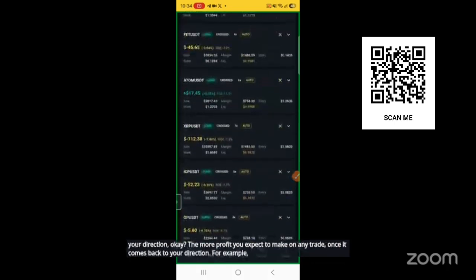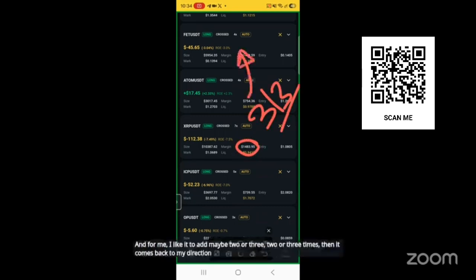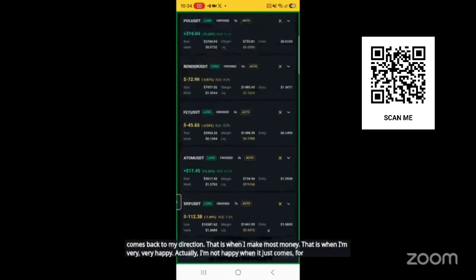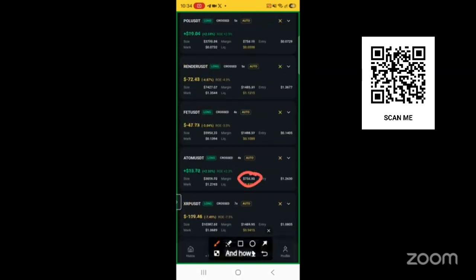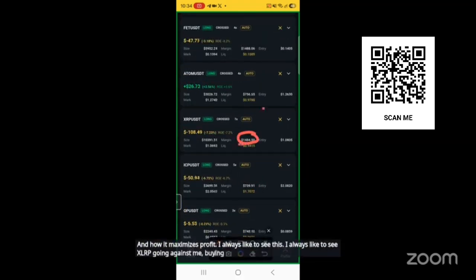For example, you can see here it added in more money, and for me, I like it to add maybe two or three times, then it comes back to my direction. That is when I make most money. That is when I'm very, very happy. Actually, I'm not happy when it just comes back right away. I'm not happy at this at all, because I've understood the strategy and how it maximizes profit. I always like to see XRP going against me, buying maybe the second time or the third time. Then after that, it can come back.